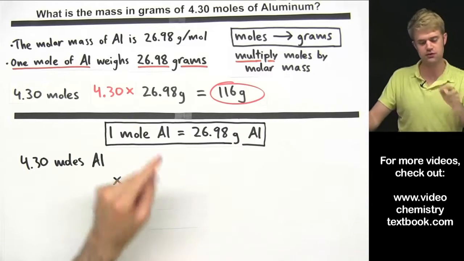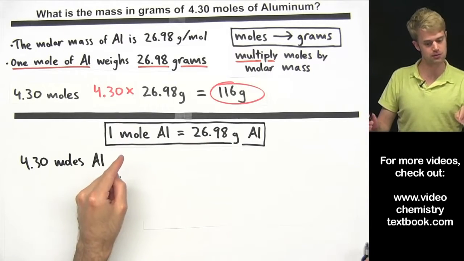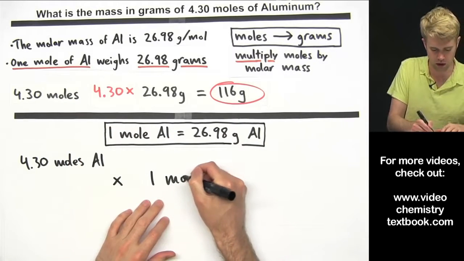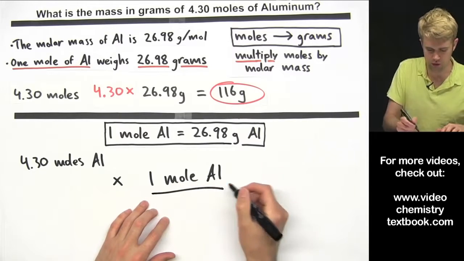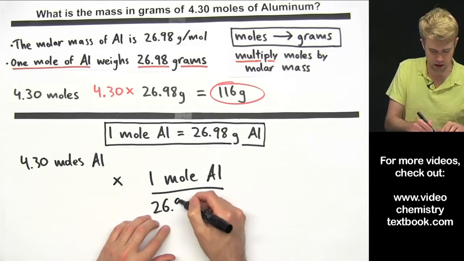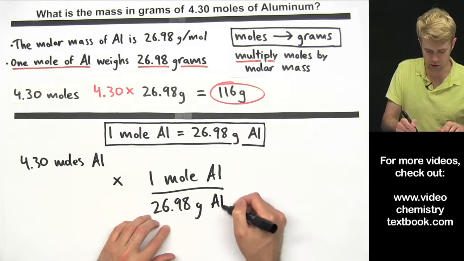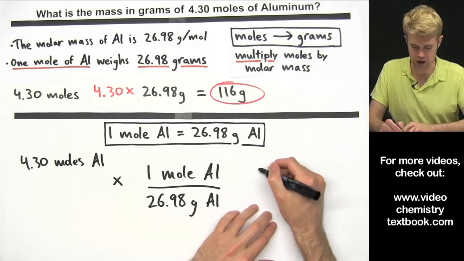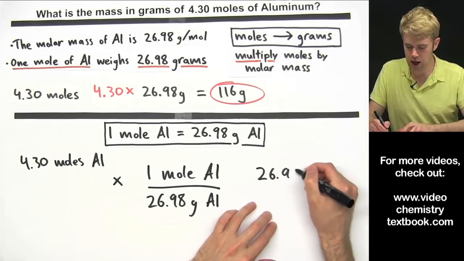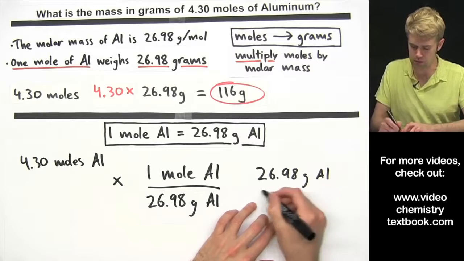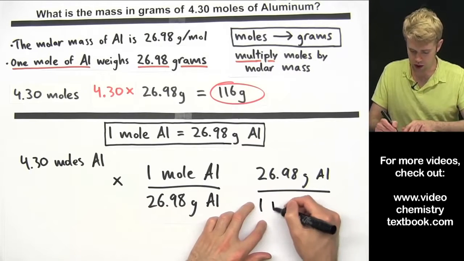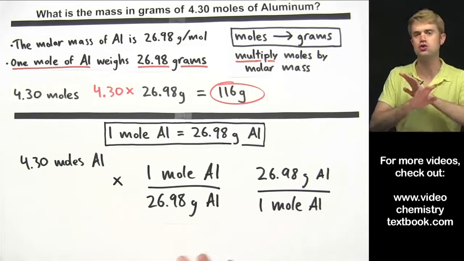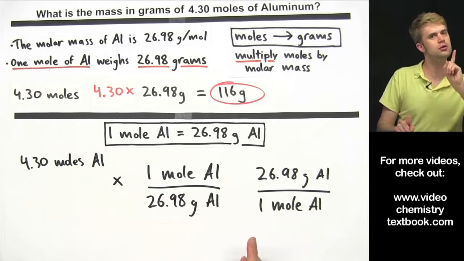This is a perfect example of the sort of relationship that we can write a conversion factor with. There are 2 conversion factors we can write with this relationship. The first is going to have this on top and this on the bottom: 1 mole of aluminum over 26.98 grams of aluminum. Or we can flip it. We can do this on the top and this on the bottom: 26.98 grams of aluminum on top, and on the bottom 1 mole of aluminum. Both of these conversion factors are totally fine, but we only want to use one of them.